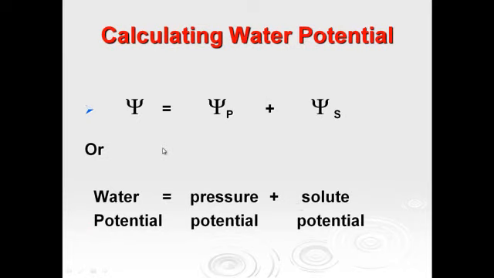There's a formula for calculating water potential. Water potential, which is the psi symbol, is equal to the pressure potential, the pressure against the cell wall, plus the solute potential. Now, many times we're going to have a pressure potential of 0 because we're going to do it in an open container, not inside a cell wall. So pressure potential might be 0, in which case the water potential will equal the solute potential.